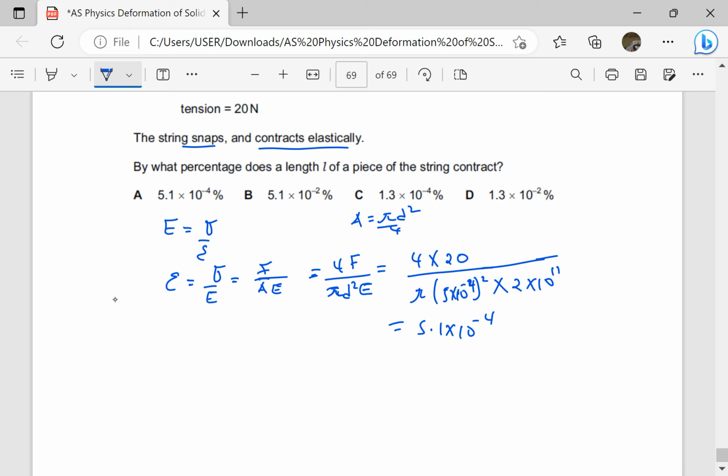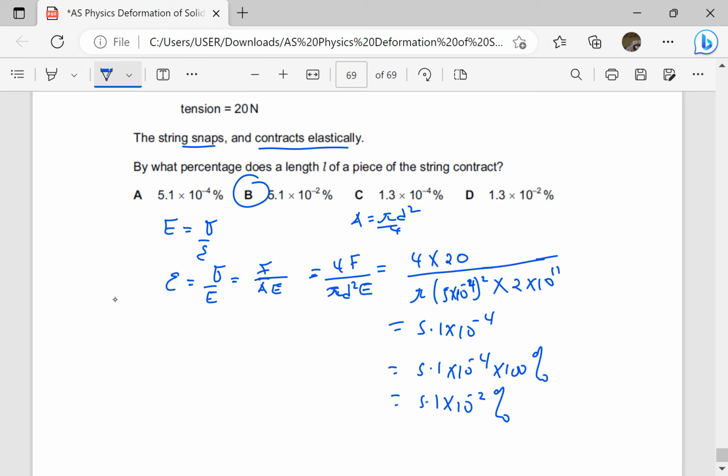Remember, strain is extension over original length, so it is a ratio of the change in length. So this is going to be equal to 5.1 times 10 power negative 4 times 100 to change it to percentage, which is 5.1 times 10 power negative 2%. So the answer is going to be B.